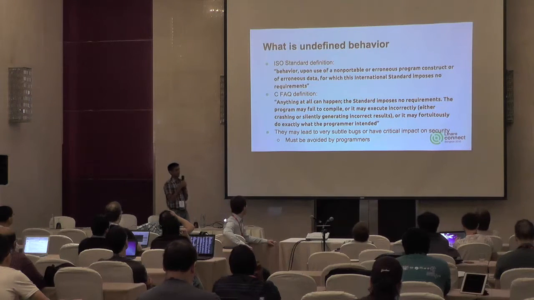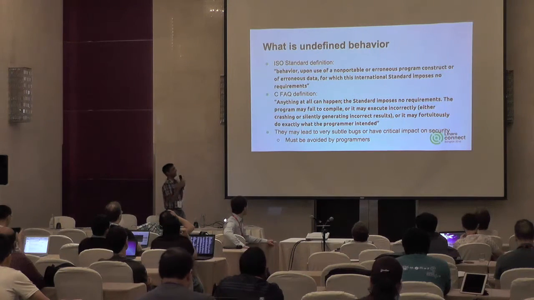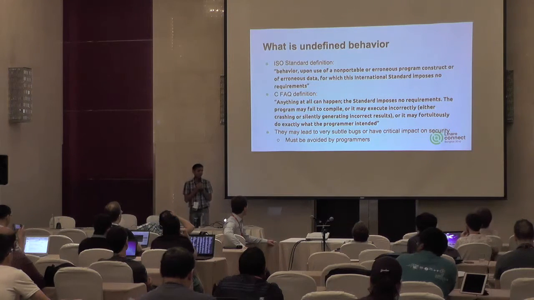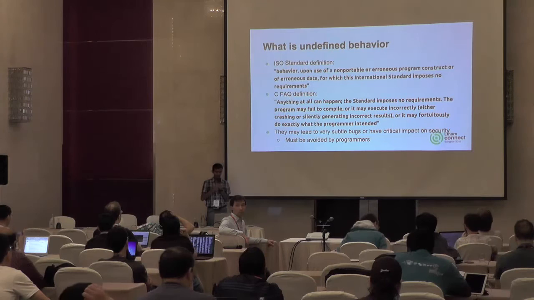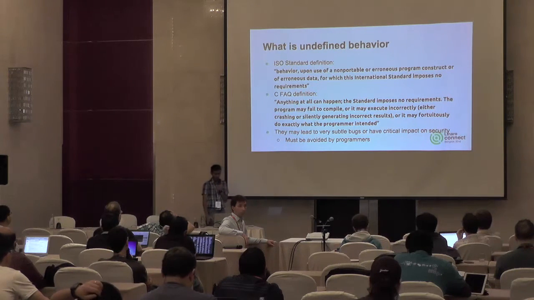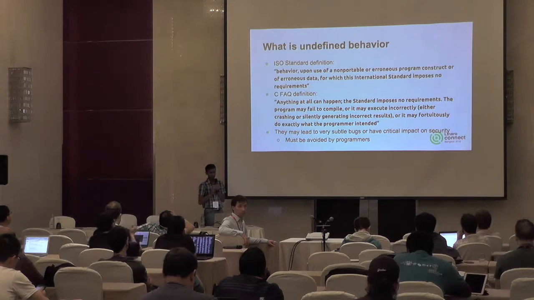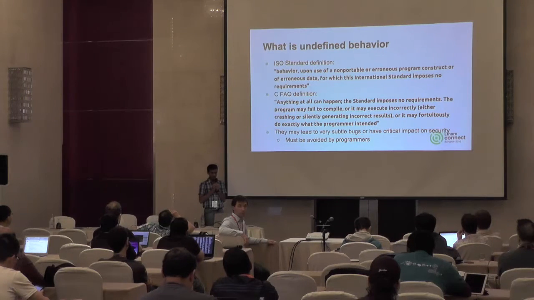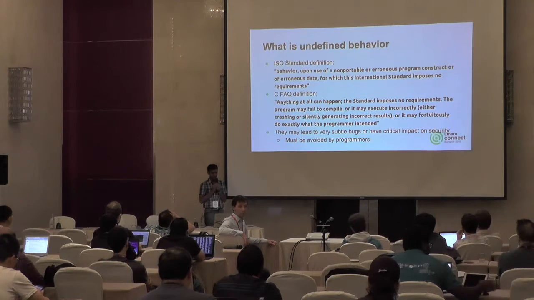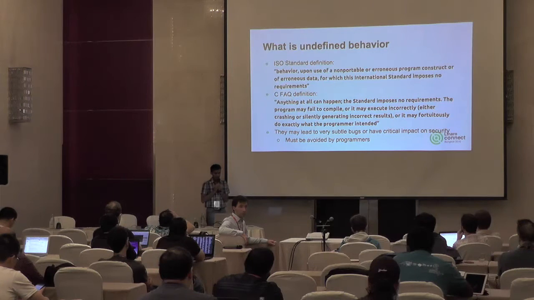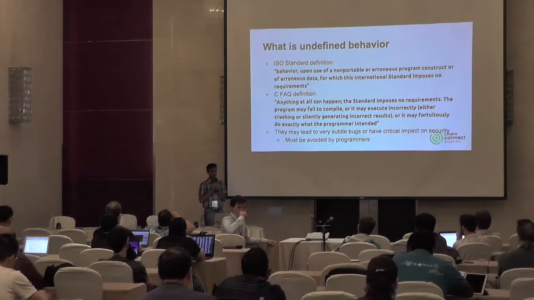Now that we looked at an example of undefined behavior, let's look at the definition of undefined behavior. According to the ISO standard, it's behavior upon use of non-portable or erroneous program construct or erroneous data for which this standard imposes no requirements. And the C FAQ definition is even more clear. It says anything at all can happen. The standard imposes no requirement. The program may fail to compile or it may execute incorrectly, either crashing or silently generating incorrect result. Or it may do exactly what the programmer intended.